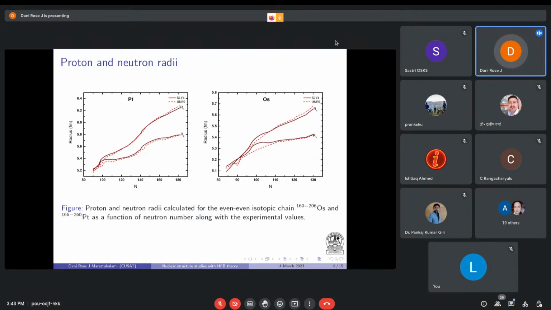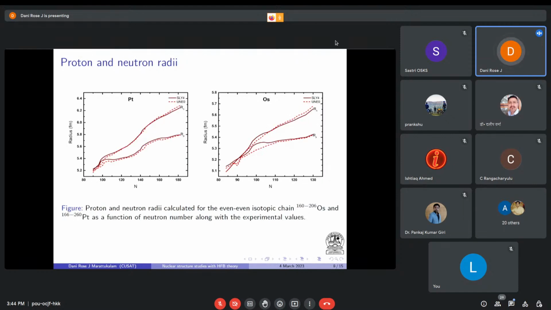Again, the proton and neutron radii for these isotopes were also calculated. As the neutron number increases, the proton radii increases along with the neutron radii. This helps to compensate for the Coulomb interaction, or the repulsion between the new neutrons that are introduced. They counteract the repulsion between the two new neutrons introduced.